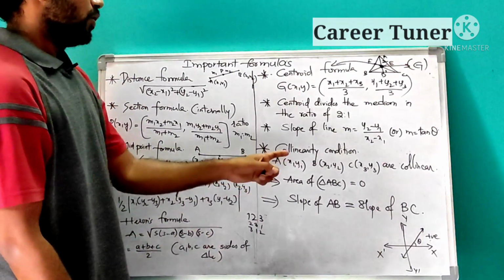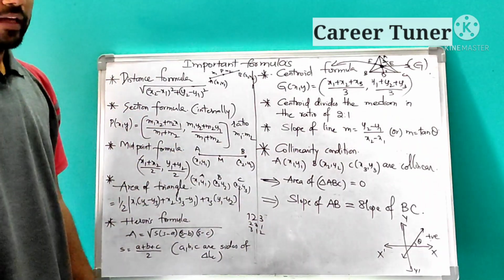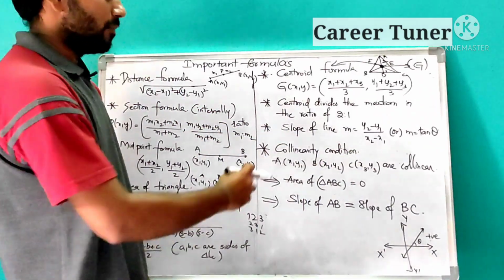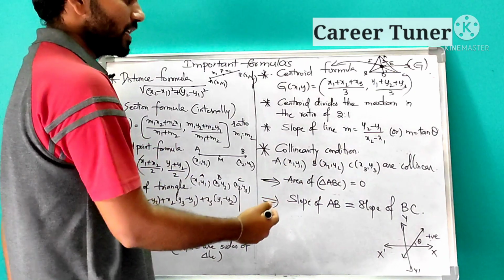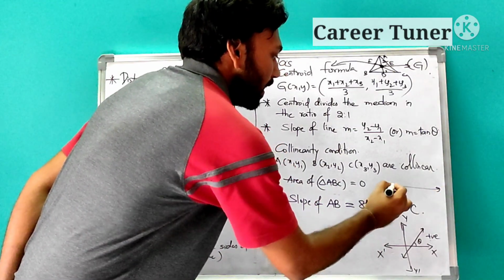Now, collinearity condition. Points lying on the same line are said to be collinear. If these 3 points are collinear, what is the condition? When 3 points are collinear, lying on the same line, do they form any area? No, it will be a line.